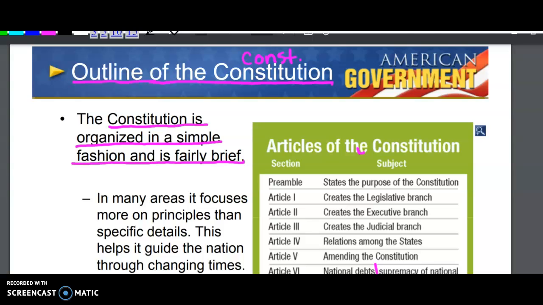So in many areas, it focuses more on principles than specific details. The Constitution did not get specific. This helps it guide the nation through changing times, because if they were super specific when they wrote the Constitution, they knew that in the future it was going to have to be changed a lot. So they wrote it in a less specific way and just talked about the principles of the government, so that hopefully fewer changes would need to be made to it.